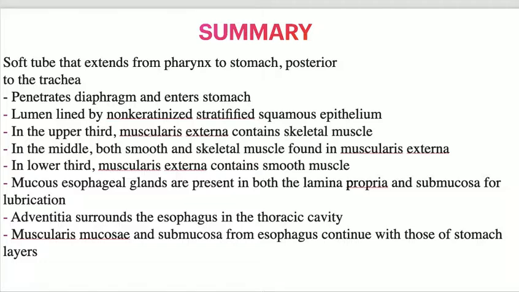Now, the mucous esophageal glands are present in both the lamina propria and the submucosa for lubrication. Adventitia surrounds the esophagus in the thoracic cavity, and the muscularis mucosae and submucosa of the esophagus continue with that of the stomach. So that's about it for today.